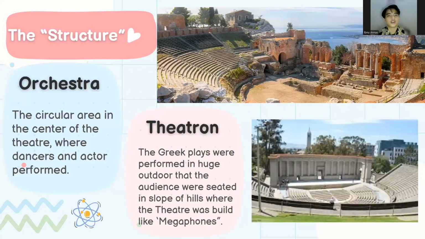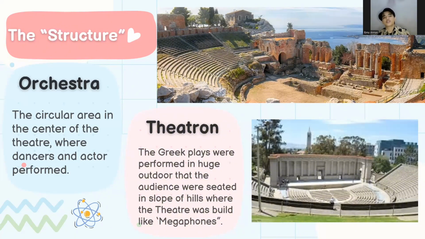It's about the structure. We have an orchestra and a theater. This is the place where the Greek plays were performed. The Greek theaters were open air, built into the sides of hills to allow natural acoustics. This structure typically included three main components.